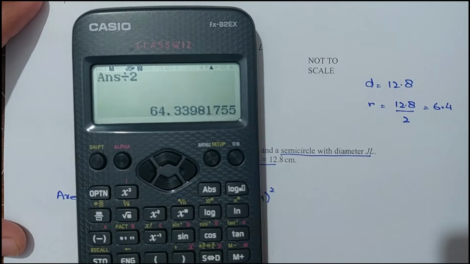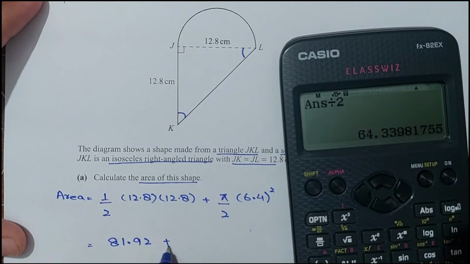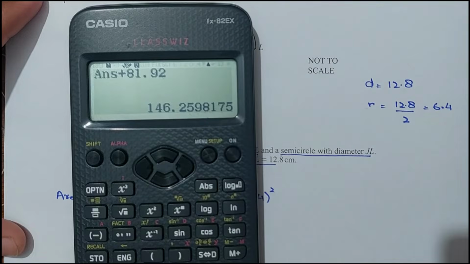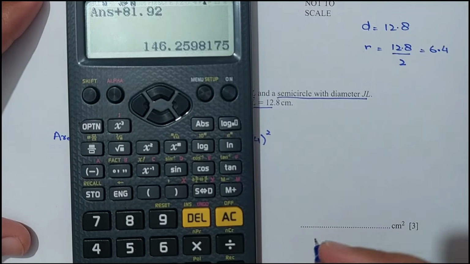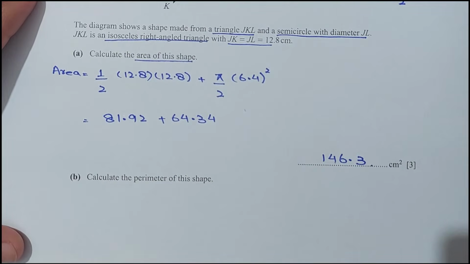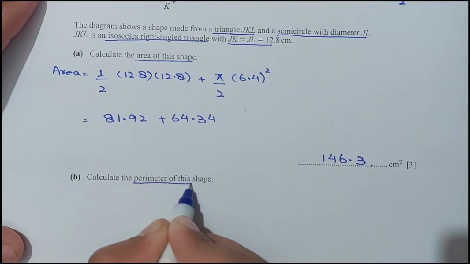This is 64.34, plus 64.34. Add this up with 81.92, and we get 146.3 if I round it, so 146.3 centimeter squared.